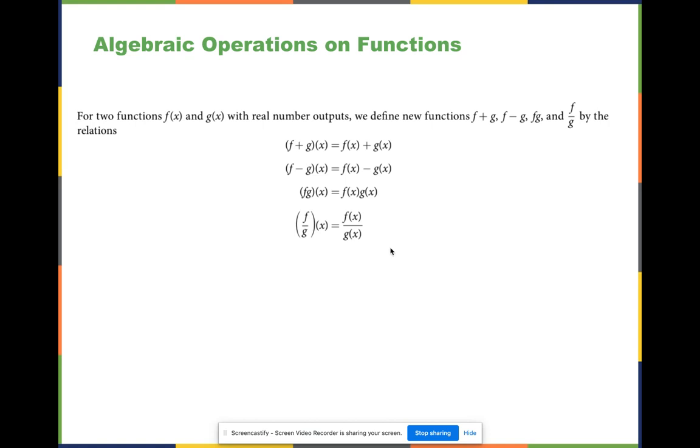Do you see anything we have to be careful of here? How about this denominator here? We cannot divide by 0, right? So we have to be very careful of what the domain of this new function is going to be based on where g of x might be 0. So let's do an example.